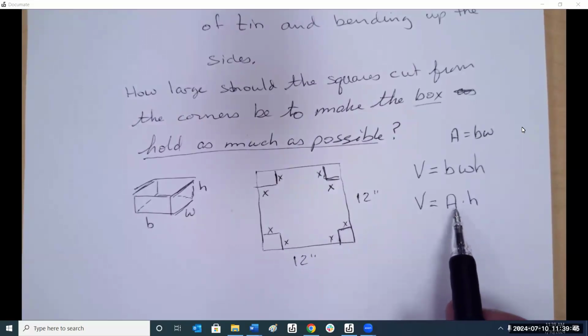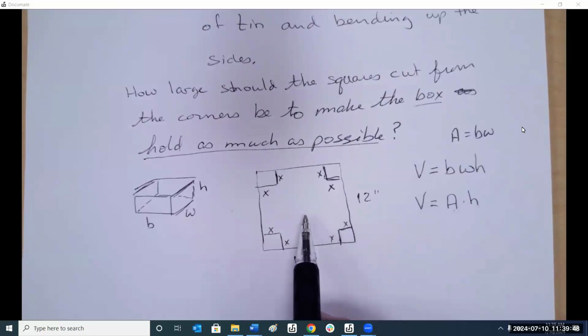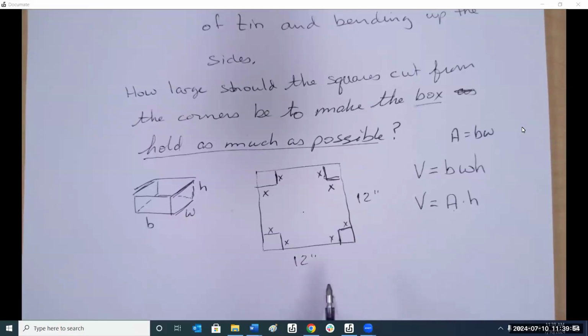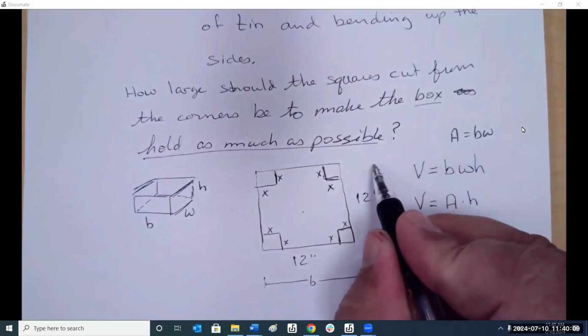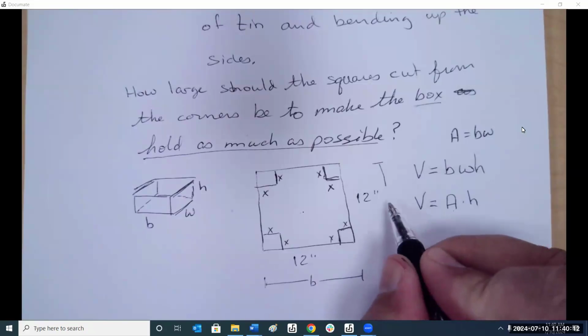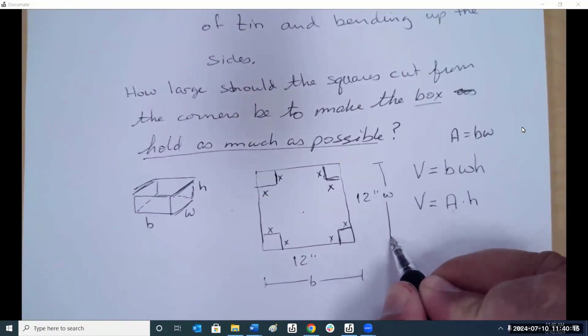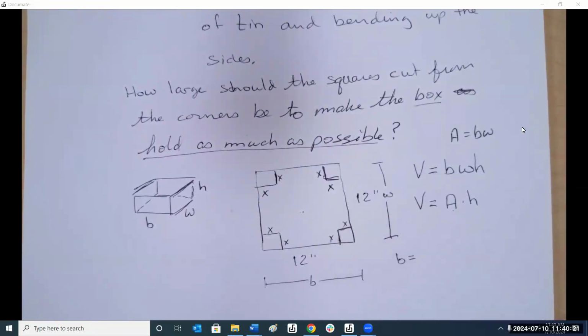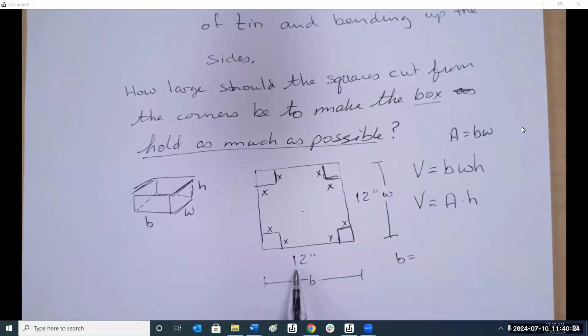So what area are we looking at? Well, the area is going to come from this sheet of tin. What are the dimensions of this tin after we cut these corners out? So what is the length of this side? This is the base. This is the width. So what are the formulas? What is base? We know it has to equal 12, but we cut out these corners.